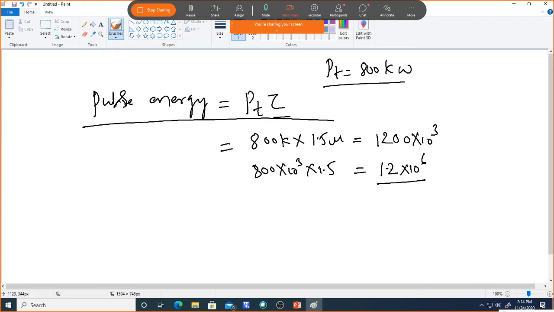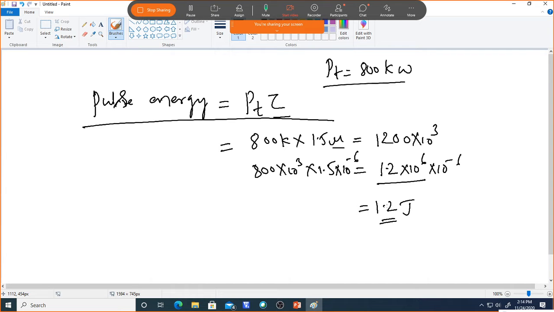Sir, only 1.2. Yeah, so this is microsecond, so 10 power minus 6. Okay, so this 10 power minus 6 will get cancelled, so this will be 1.2. So energy is equal to 1.2 joules.